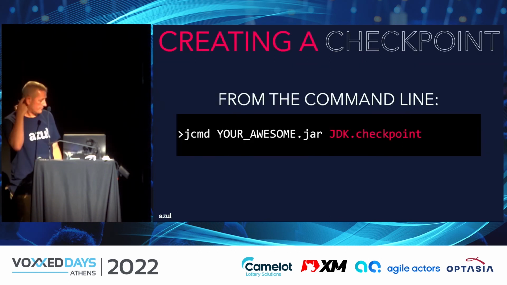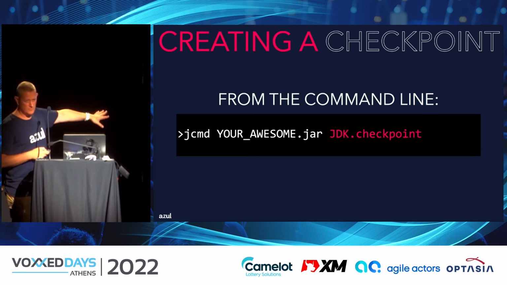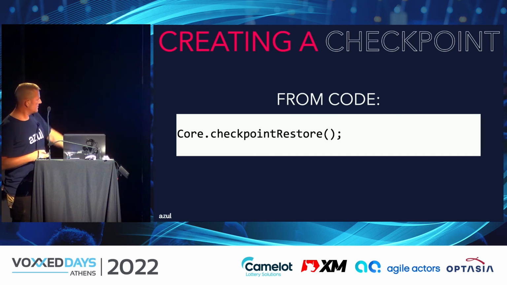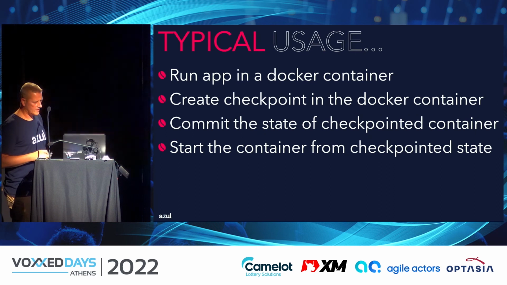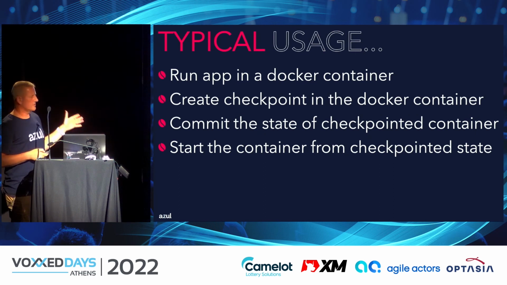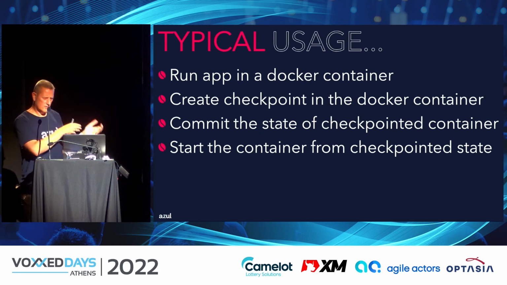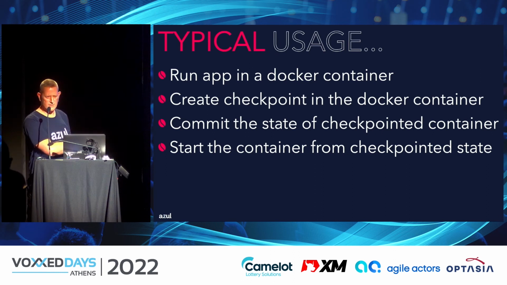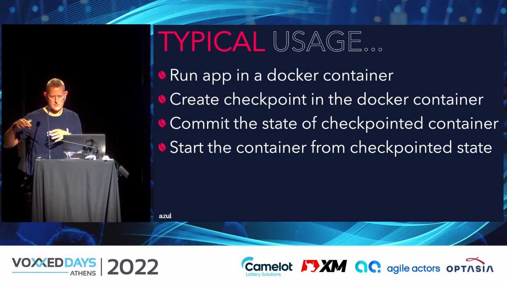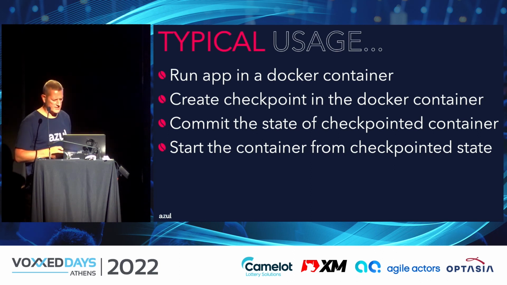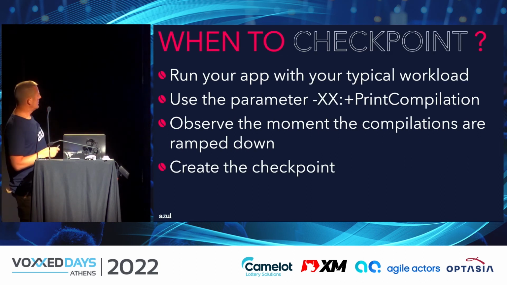All right, so I created the checkpoint with this command. Like I said, it doesn't have to be the jar, it could also be the PID. Or I can also do it from code, like core checkpoint restore. Typically, what you do is you run the application in a Docker container, create the checkpoint in there, store the state of the Docker container, and then you can restore from there. Once you start from the stored checkpoint Docker container, it will just start up pretty fast. But we will see that, hopefully, if I have the time.